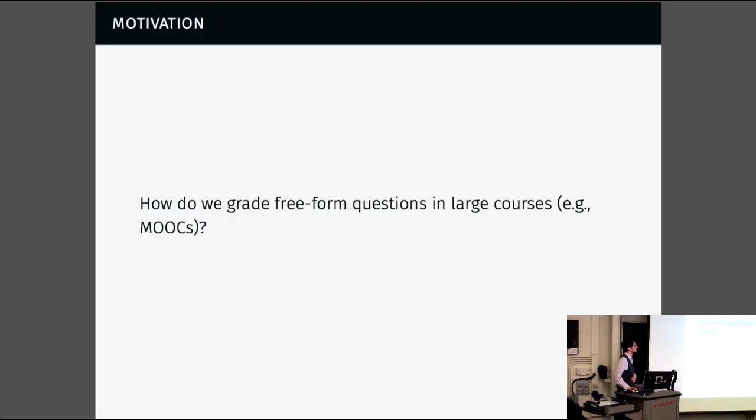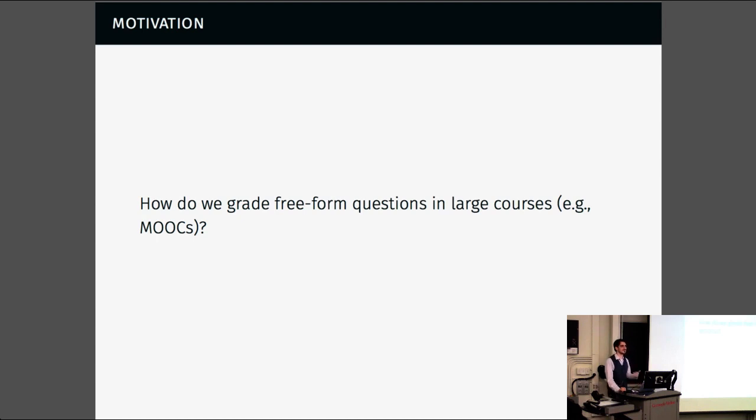So the question, I guess, is how do we grade free-form questions in large courses? For example, MOOCs, massive open online courses. So we might have thousands of students. We don't have enough instructors or TAs to grade every student's assignments. So how do we go about this grading? So what are some ideas?